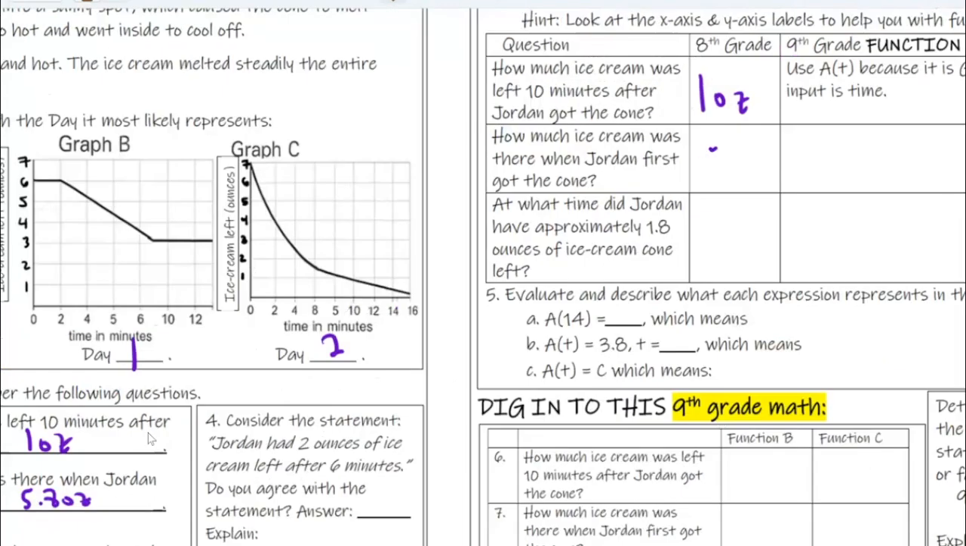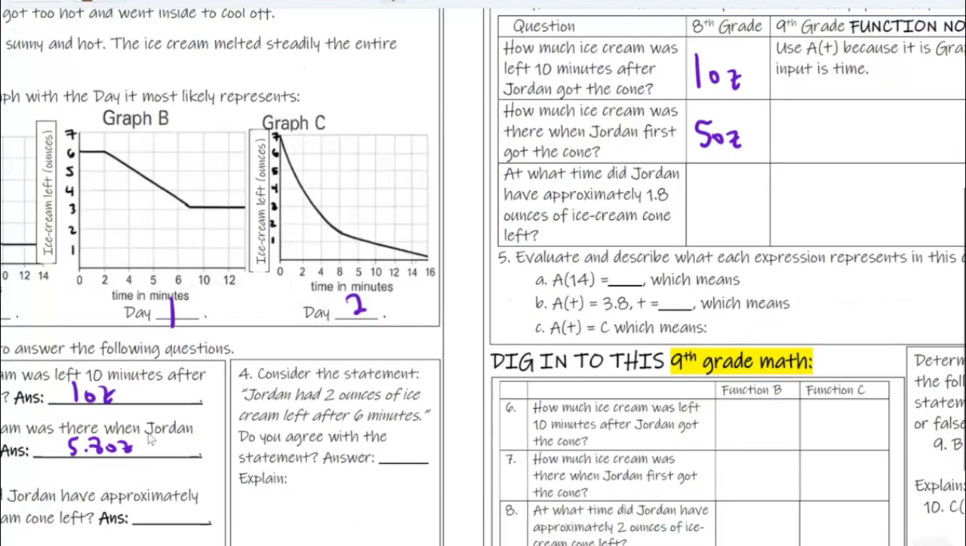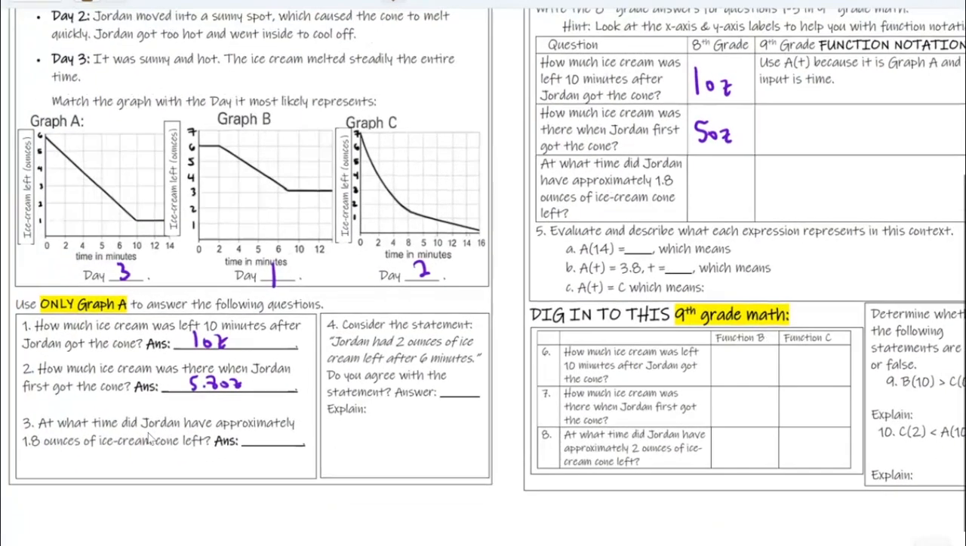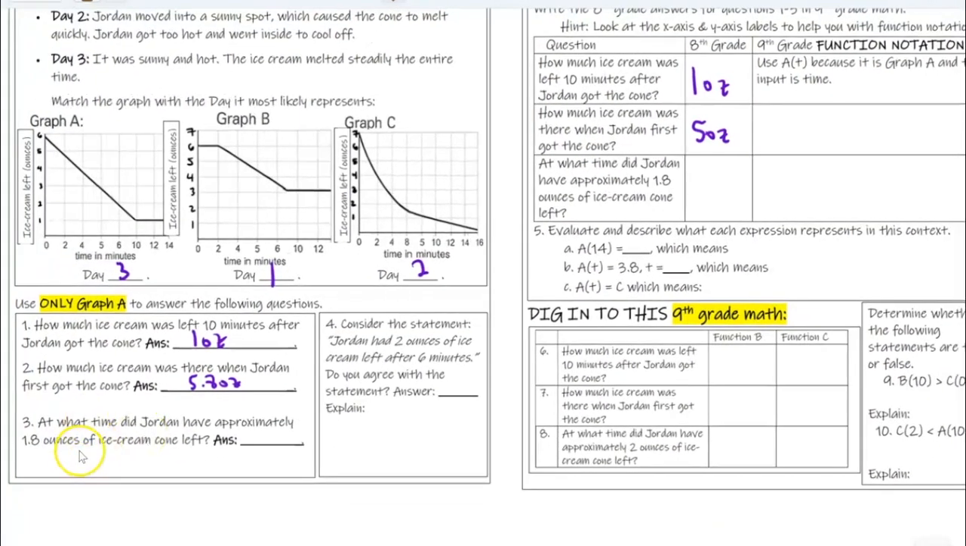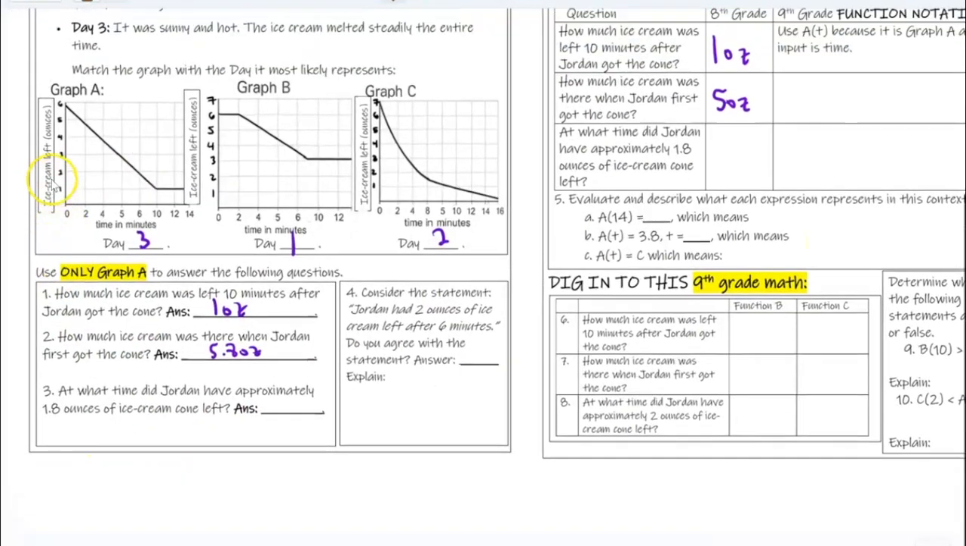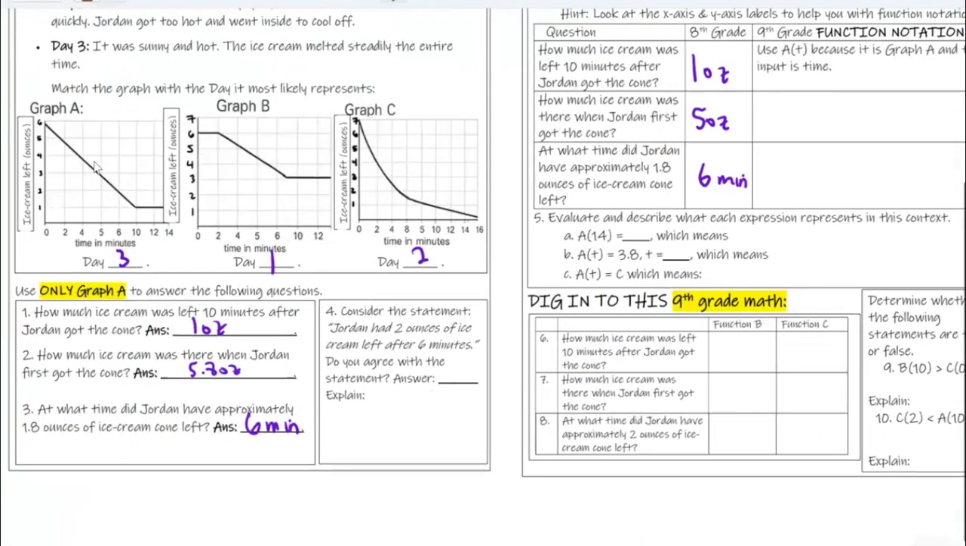And again, we're going to transfer the 8th grade into 9th grade, so we're going to put it in both spots. At what time did Jordan have approximately 1.8 ounces of ice cream cone left? So 1.8 ounces of ice cream is this side. So 1.8, maybe around here. And boom, he had 6 minutes. Okay, so this is 6 minutes. This is 6 minutes.